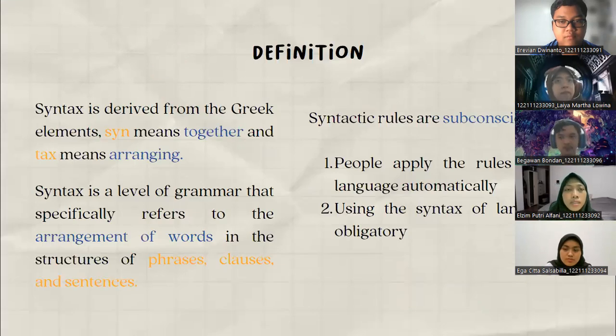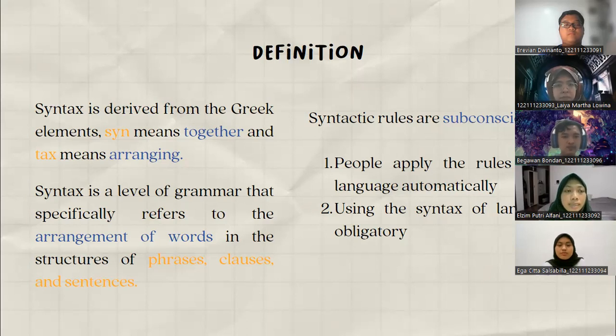So let me explain the definition of syntax. Syntax is derived from the Greek elements. Syn means together, and text means arranging. Syntax is a level of grammar that specifically refers to the arrangement of words in the structures of phrases, clauses, and sentences.